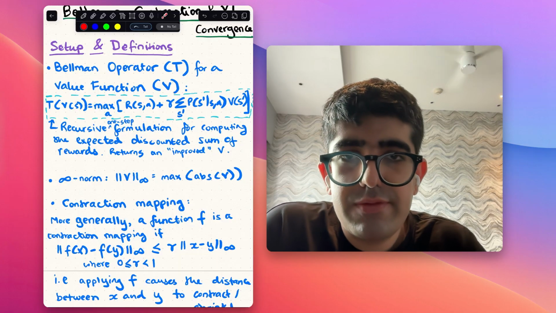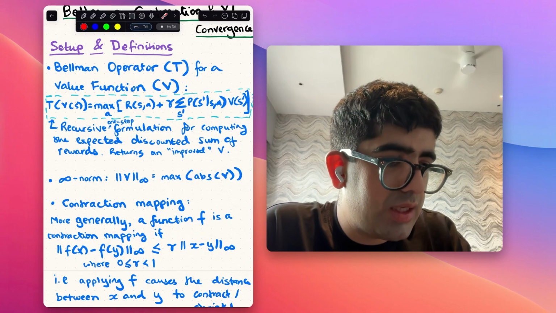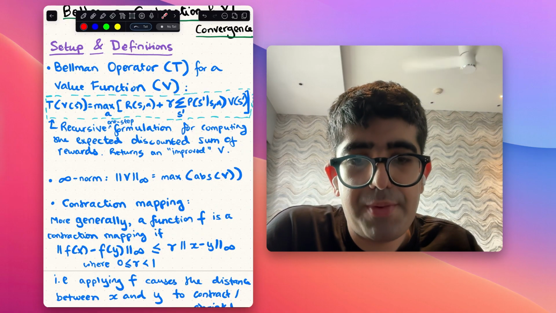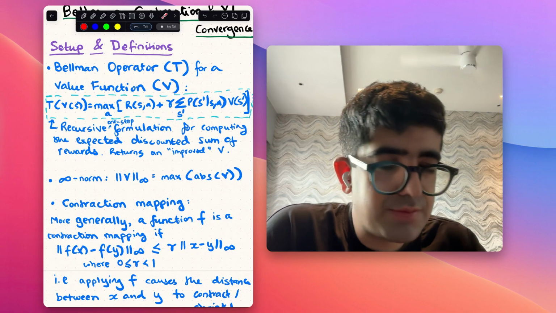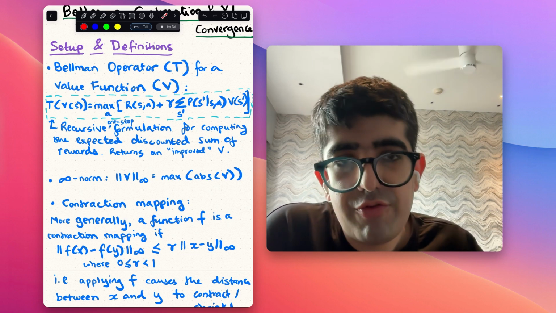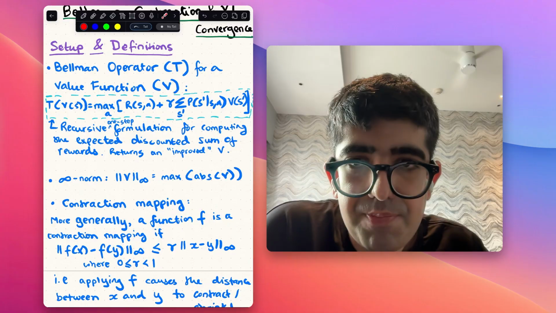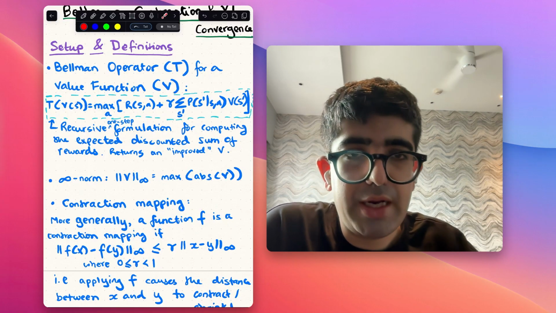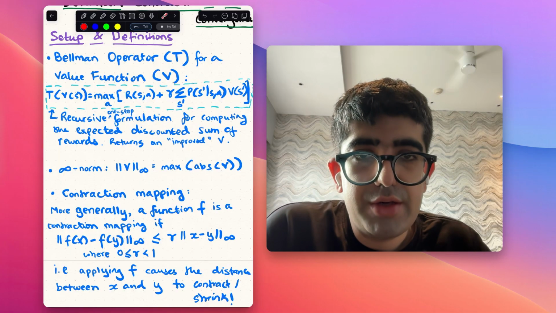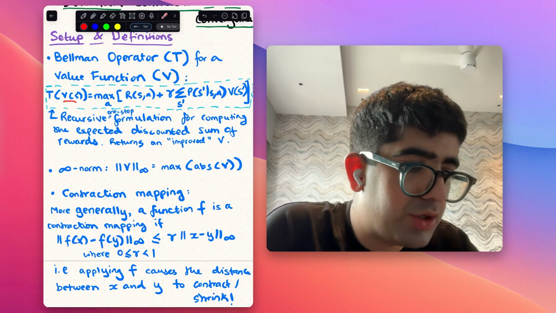So if you have implemented value iteration, you will recognize that the Bellman operator T is just a one-step update for the value function. So the Bellman operator is very simply just a recursive formulation for computing the expected discounted sum of rewards. And this is a one-step update. And the Bellman operator T returns an improved value function, which is the input to T.